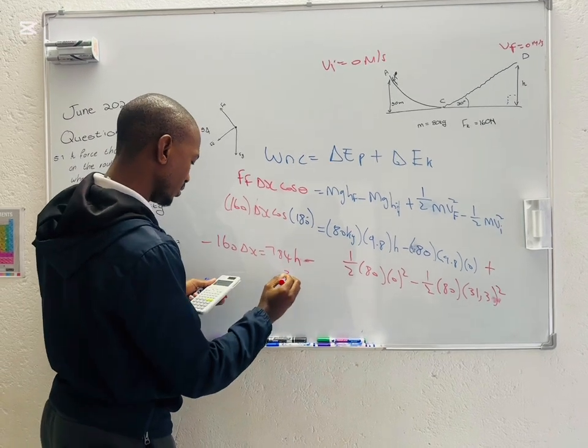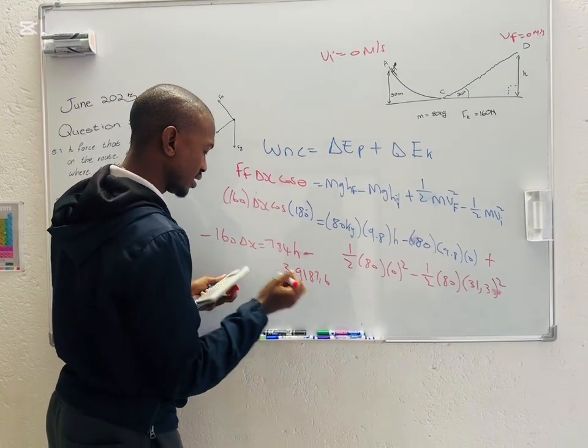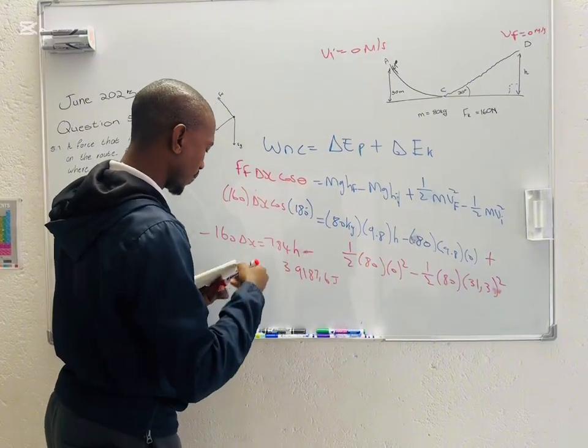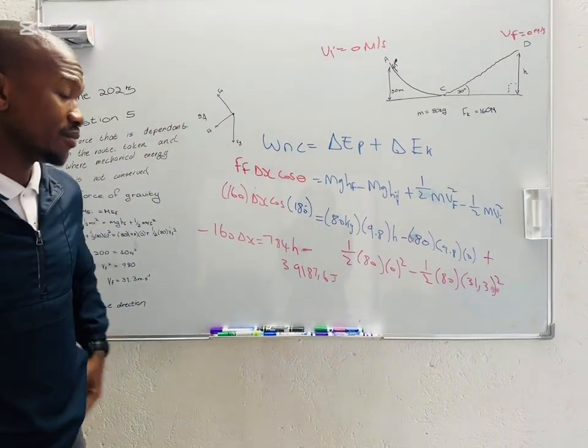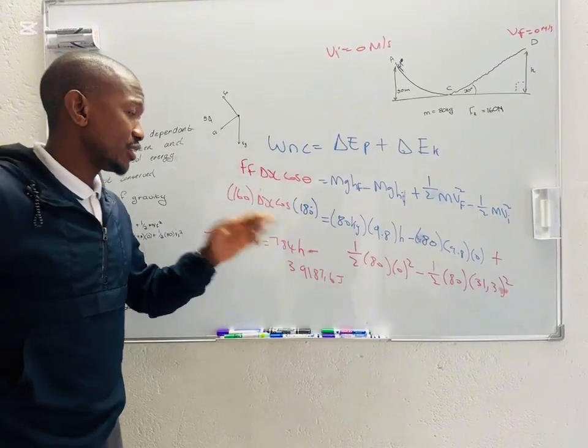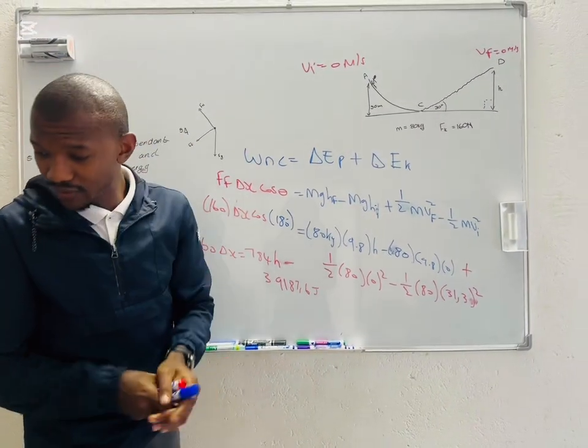Then I have minus 39187,6. That's basically what I'm having, joules. Okay, so I'm having a big problem because my examiner asked me to determine the height, and I don't have the displacement as well. So it's a very big problem.